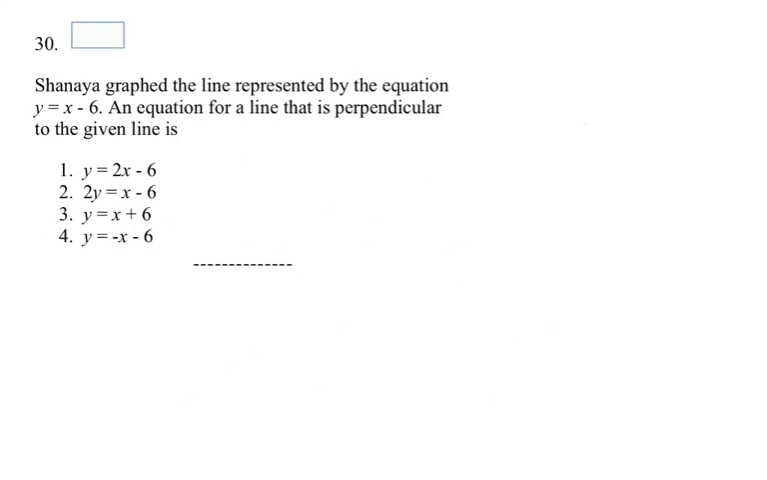So here we have, I'm looking for a line that's perpendicular to this one. Then how will I know? Since the slope here is equal to 1, the slope of the line that's perpendicular to that would be the negation of the reciprocal of 1, which is in fact negative 1. So we're looking for something that has a slope of negative 1, which is choice 4.